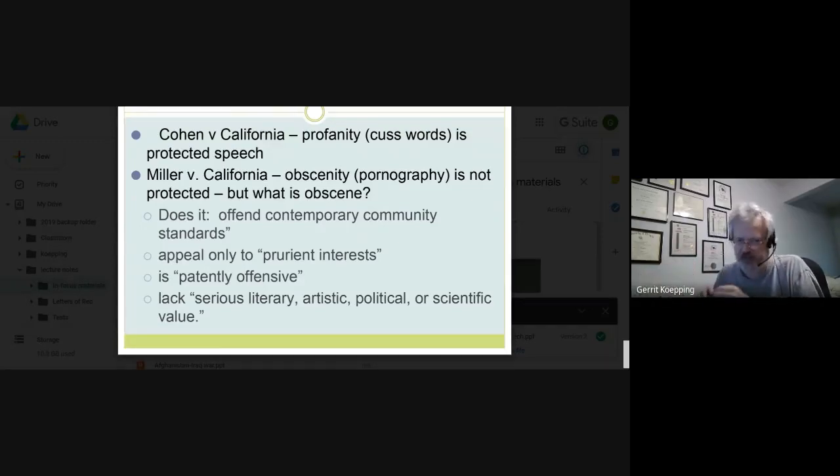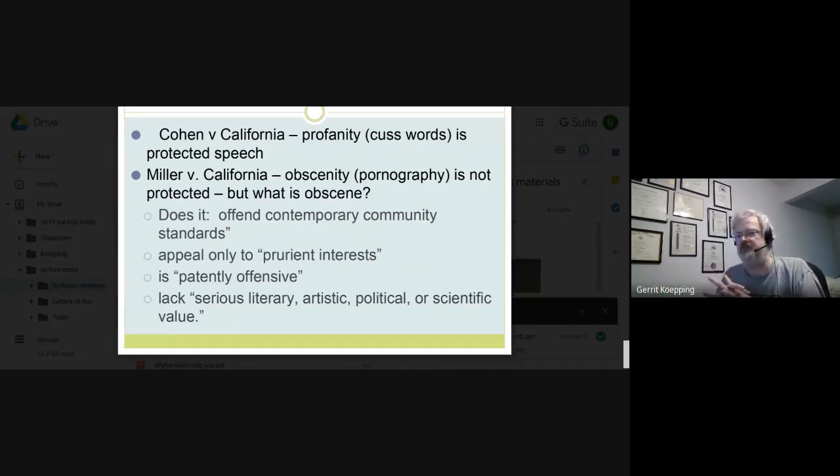Okay, first question. Does the material offend contemporary community standards? This acknowledges that some communities are much more conservative and other communities are much more libertarian in their allowance of speech. So that's an acknowledgement that different communities have different standards, and so that is reflected. Secondly, it can appeal only to prurient interest. Another word for prurient might be deviant.